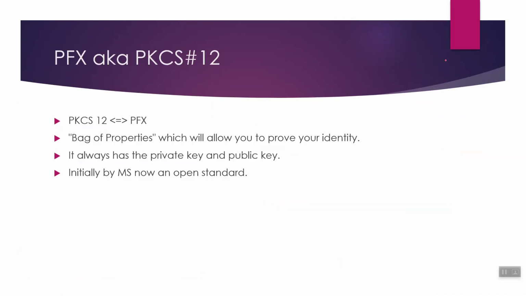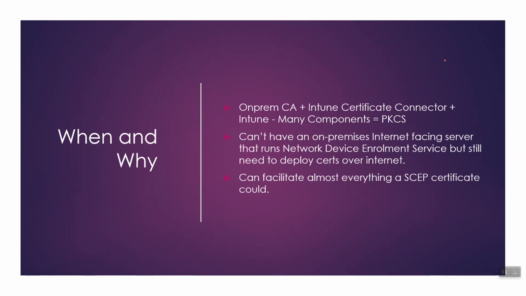Okay, all right, so moving right along, when and why to use it. Let's talk about it from the infra point of view. We will go into the detail of that in the later slides. But from the infra point of view, for a PKCS deployment versus a SCEP deployment, we will be needing an on-prem CA, which we need in the case of SCEP as well. We will be needing an Intune certificate connector, which we need in the case of SCEP as well.